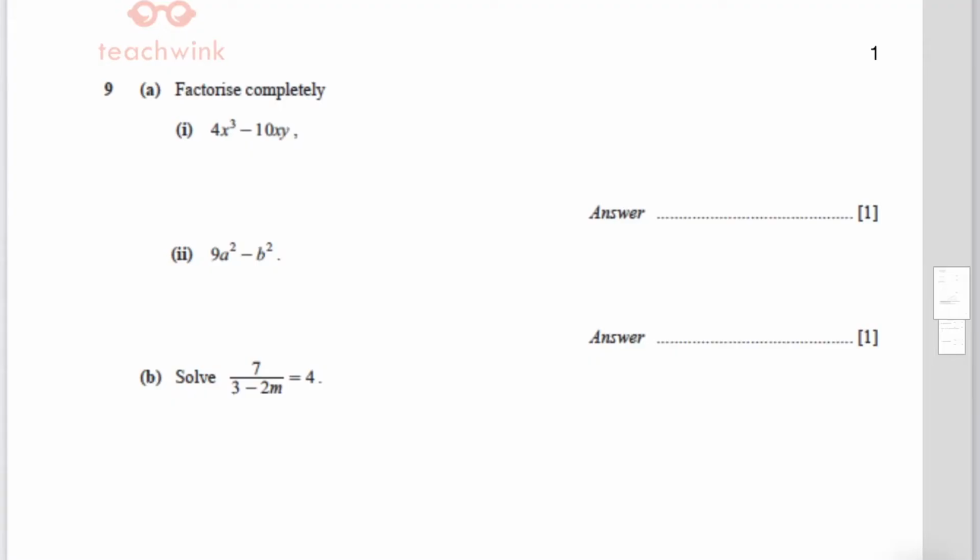So let's start. The question says factorize completely. The first part says 4x cubed minus 10xy. That means the common factors need to be taken out of this expression. The first one is 2 and the variable can be x. So inside the brackets you're left with 2x square minus 5y, and this is your answer, so you write it over here. 2x times 2x square minus 5y.